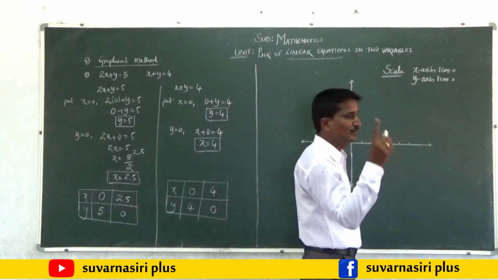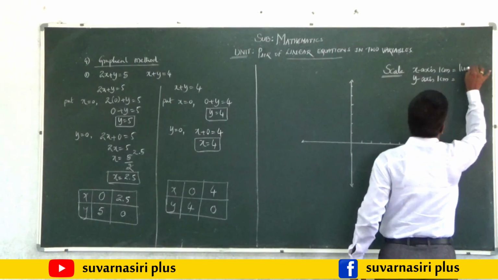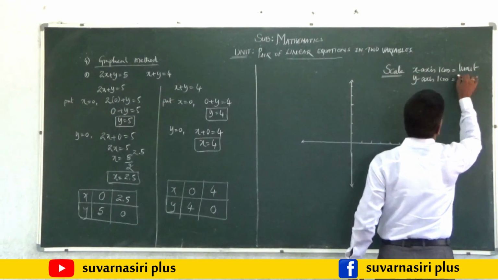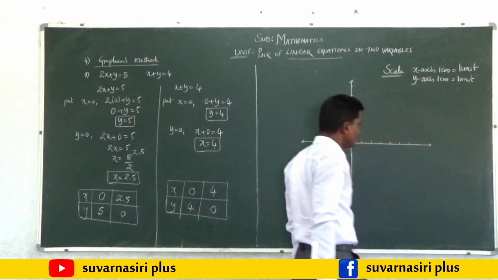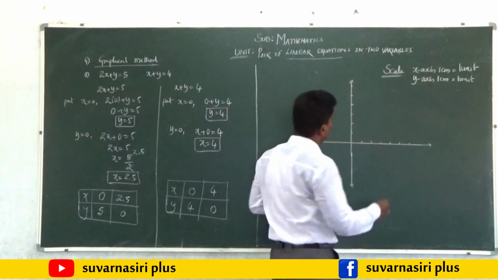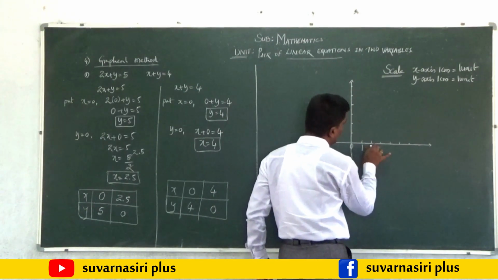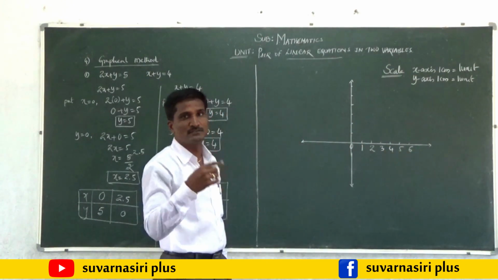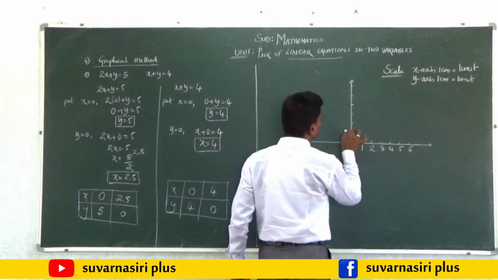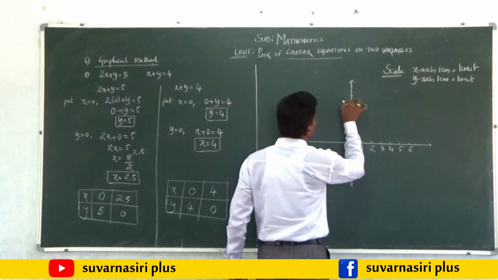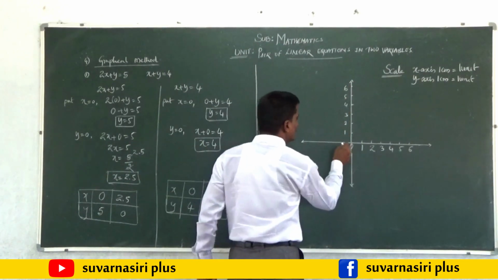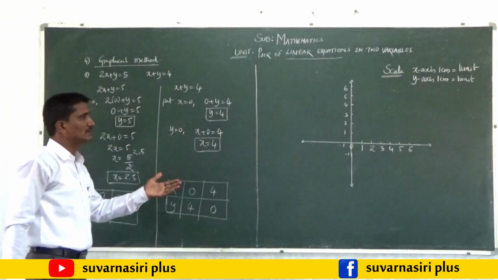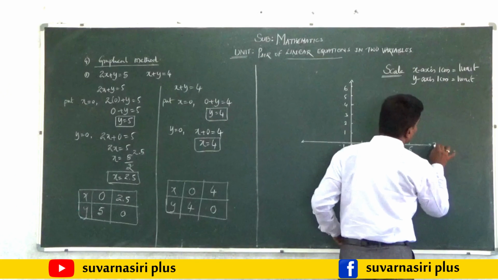X-axis 1 centimeter is equal to 1 unit. Then the same for the y-axis, 1 centimeter is equal to 1 unit. Write the scale here. 0, 1, 2, 3, 4, 5, 6. 1 centimeter is equal to 1, we have taken it. Again here also 1, 2, 3, 4, 5, 6. This one, this one, no need to write down. Just for the sake of the x-axis, write that.